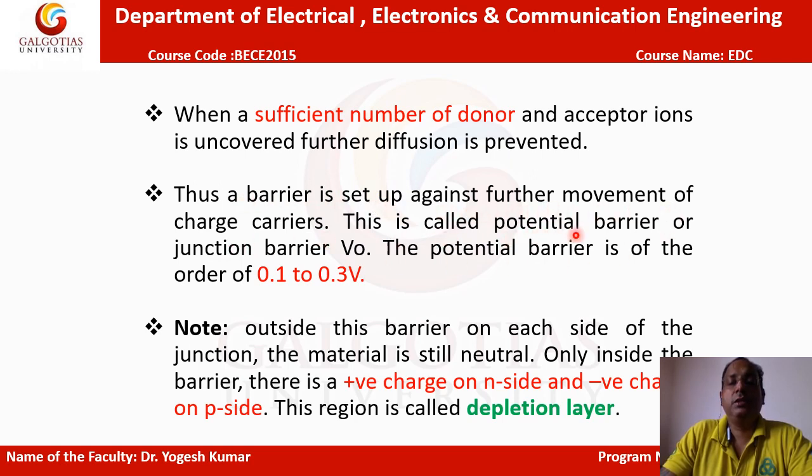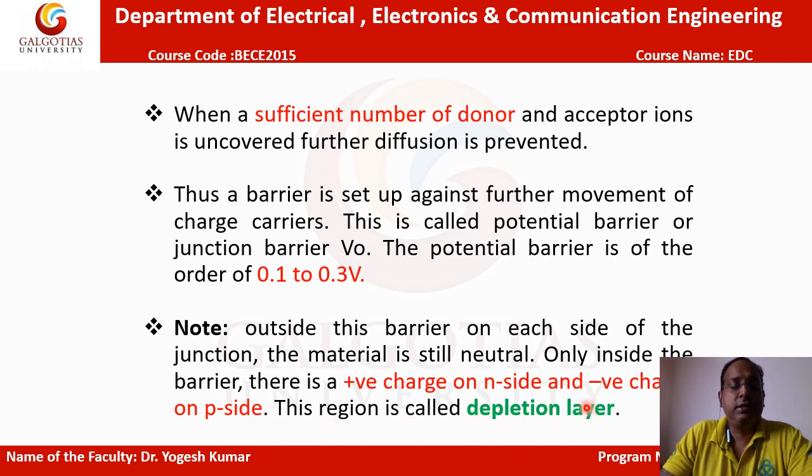This is called the potential barrier or the junction barrier. The potential is of the order of 0.1 to 0.3 volt. Note, outside this barrier on each side of the junction the material is still neutral. Only inside the barrier there is a positive charge on the N side and a negative charge on the P side. This is called the depletion layer.